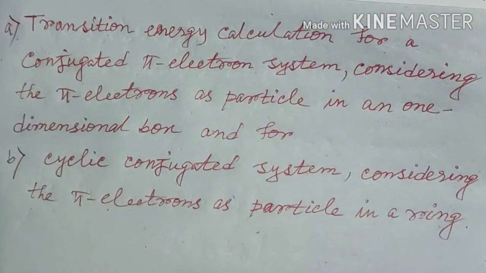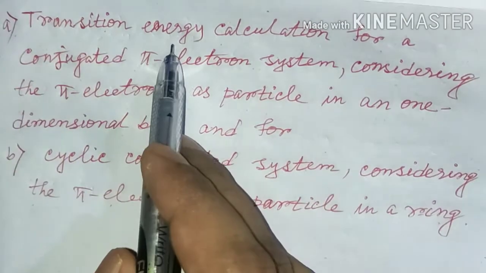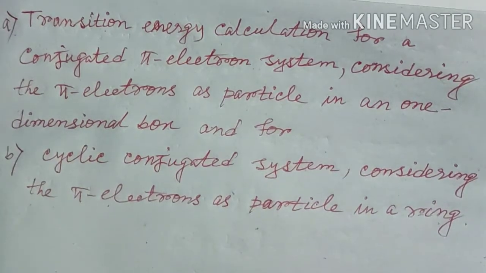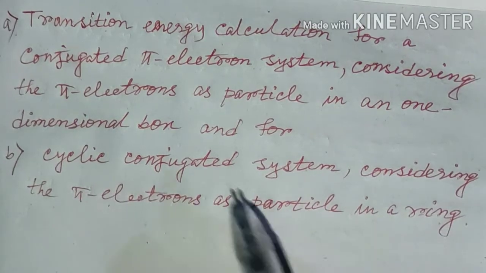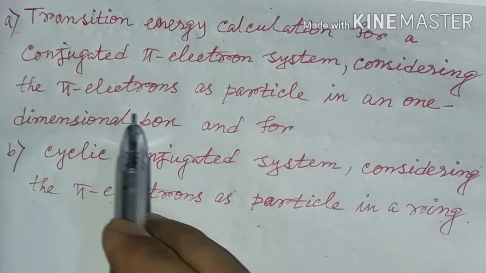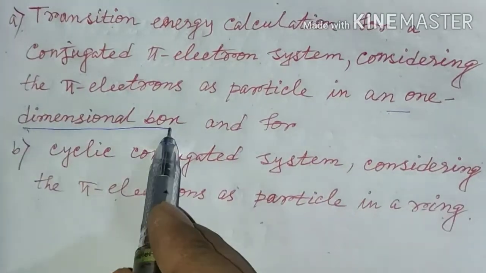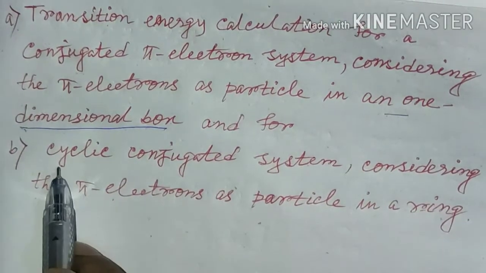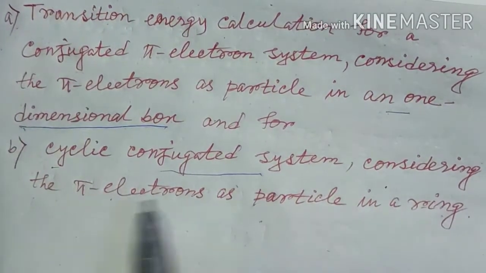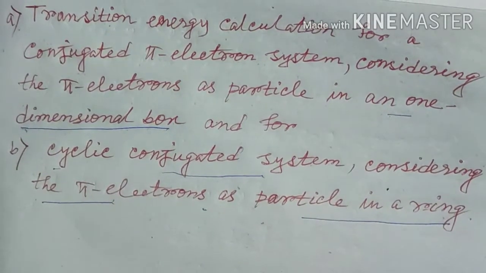Hello everyone, welcome to Chem analysis. In today's lecture, I will be discussing a very important topic, that is the calculation of transition energy or corresponding wavelength for transition in case of conjugated pi electron system, and this pi electron system behaves as a particle in one-dimensional box, and for cyclic conjugated system where the pi electrons behave as a particle in a ring.